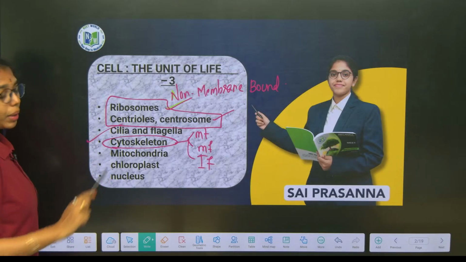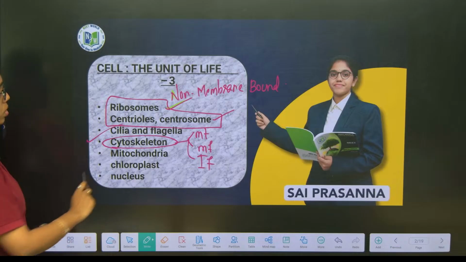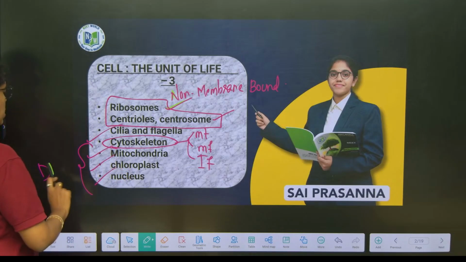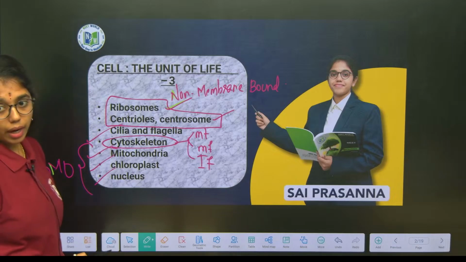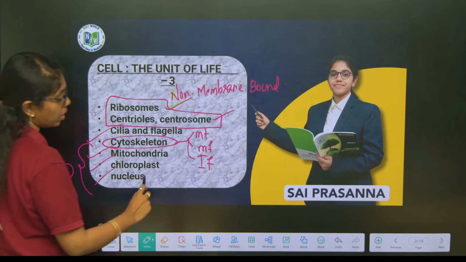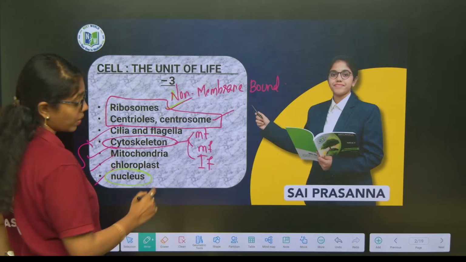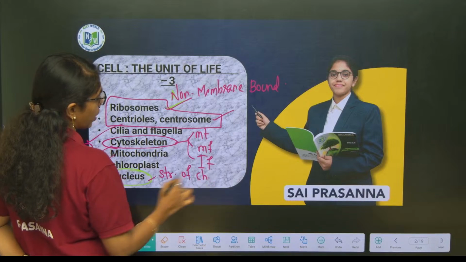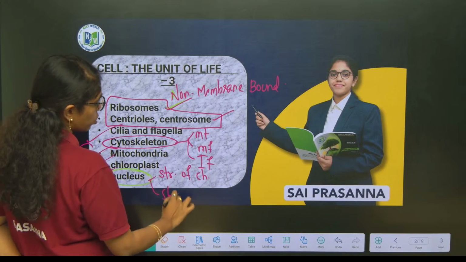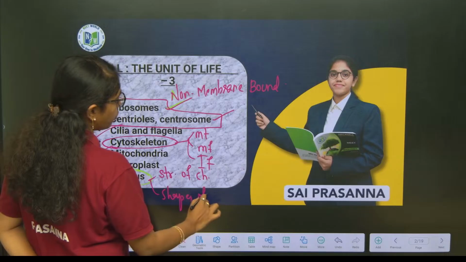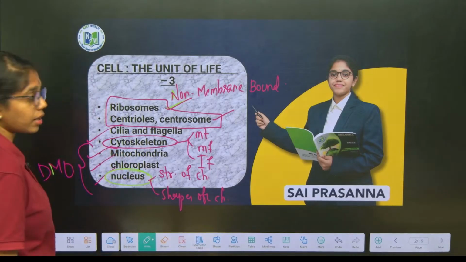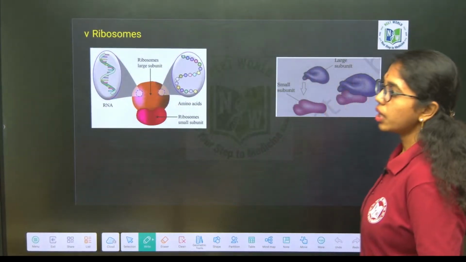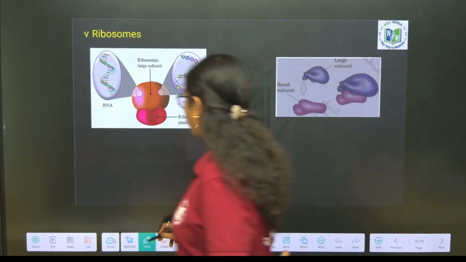and then double membrane bound organelles, which includes mitochondria, chloroplast and nucleus. So, these are the things we have left over. In nucleus, after looking into the structure of nucleus, we have to deal with structure of chromosomes and then shapes of the chromosomes, clear, right? These are the concepts we have to look into. So, let us get started with first ribosomes, which are non-membrane bound organelles.